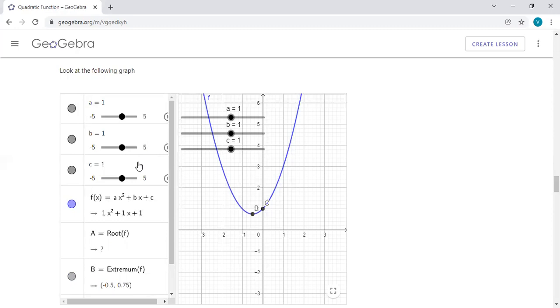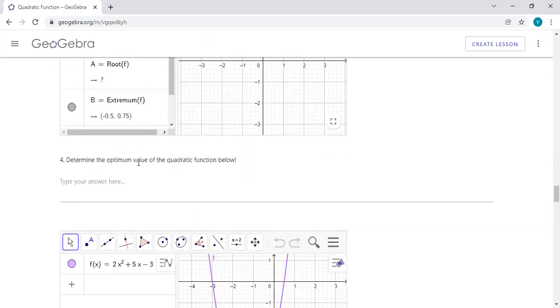I also gave an open question from the graph, namely determine the optimum value of the graph you created. If students cannot figure out how to determine the optimum point of a quadratic function using the applet, they still answer the question manually.